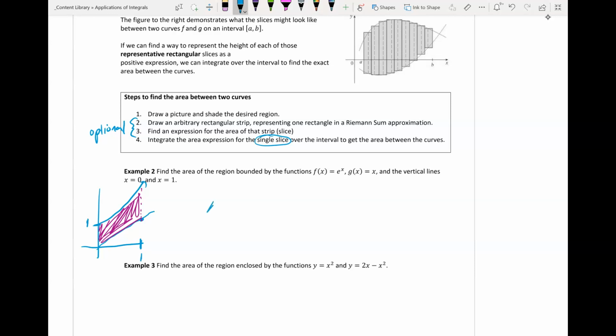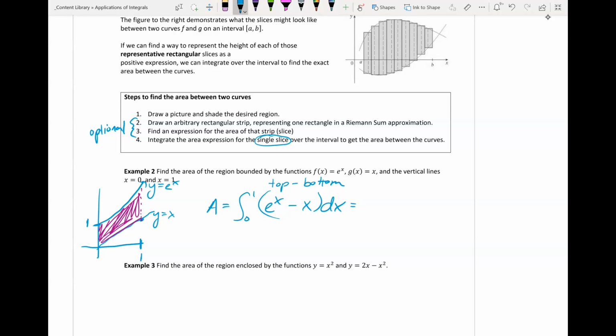So our area is going to be from our bounds of 0 to 1. We look at the top function. Looks like that's going to be e to the x, and y equals x is our bottom function. So remember, it'll be top minus bottom for your functions. The top one's e to the x, the bottom one's x. And that's how we set up to find the area between those two curves.